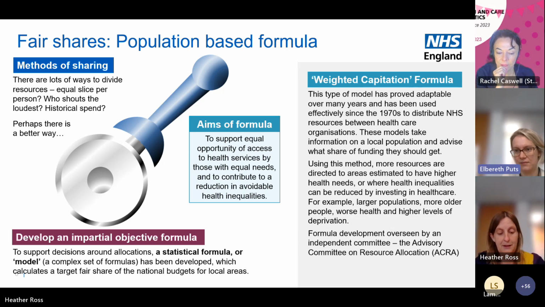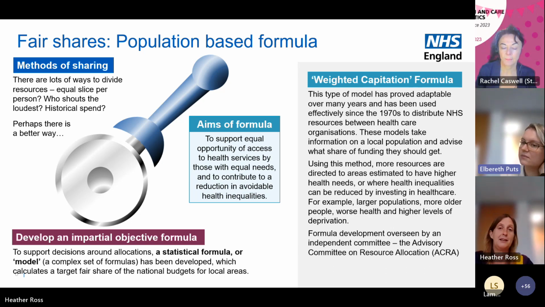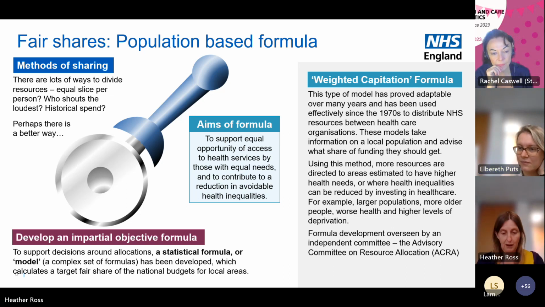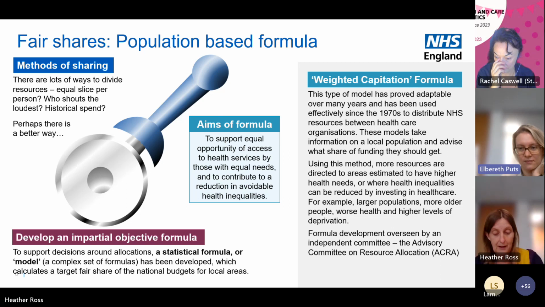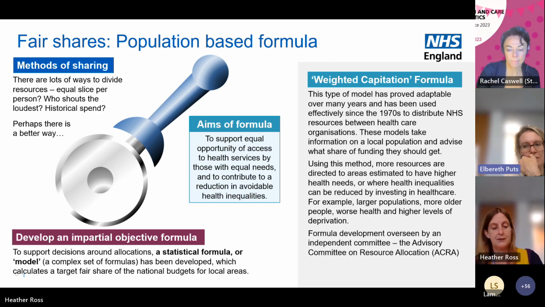And the development of the models is overseen by an independent committee called ACRA, which is the Advisory Committee on Resource Allocation. And this is made up of NHS managers, GPs, public health professionals and academics, health economists. There's also representation from the BMA and from the local authority association. So we do the analysis, we present it to ACRA, and then ACRA make the recommendation on any changes to the allocations model to the leadership of NHS England.